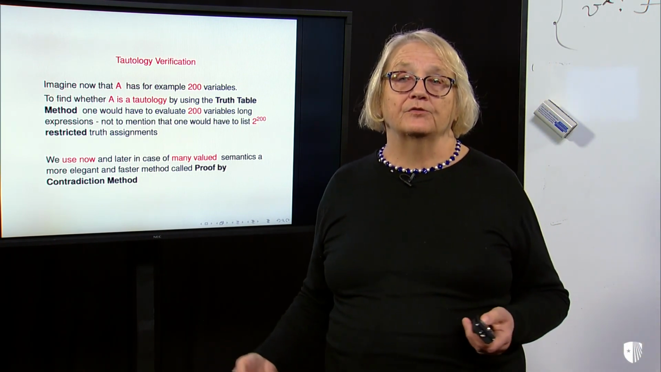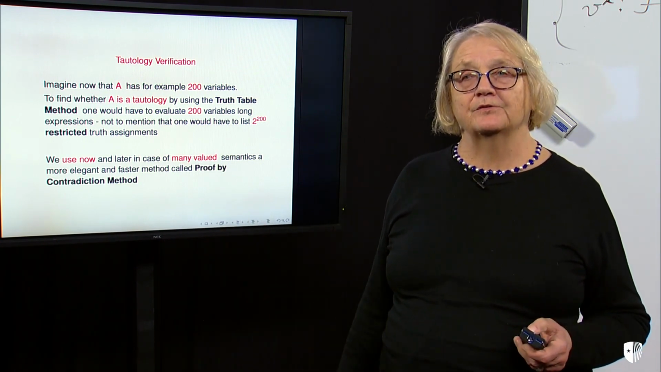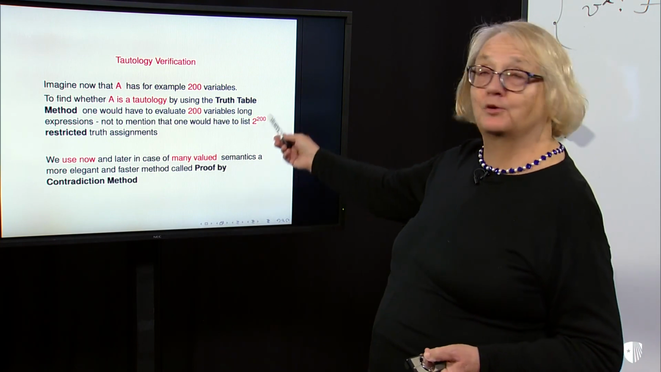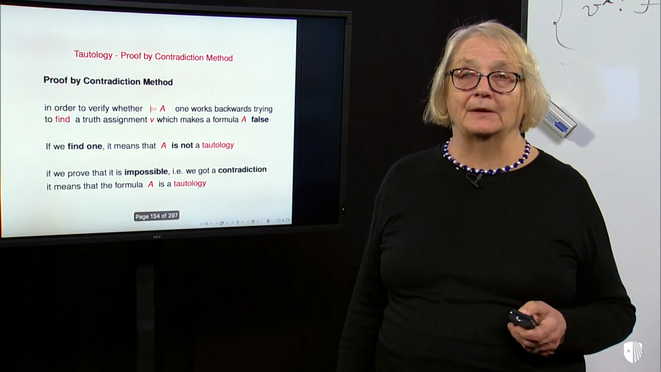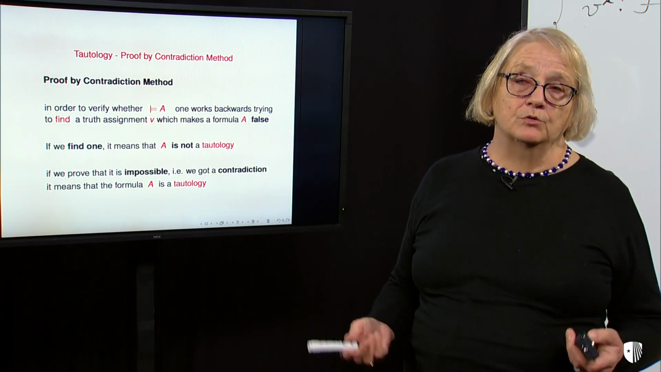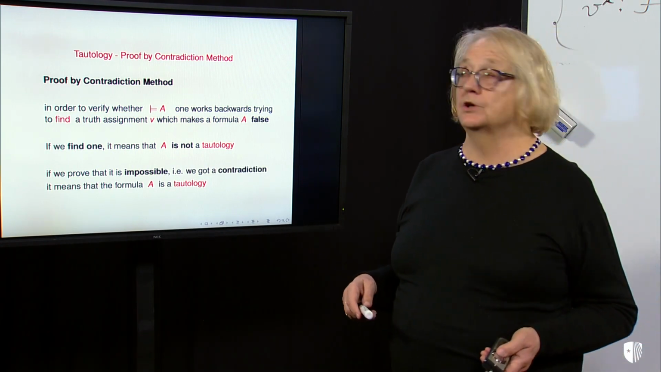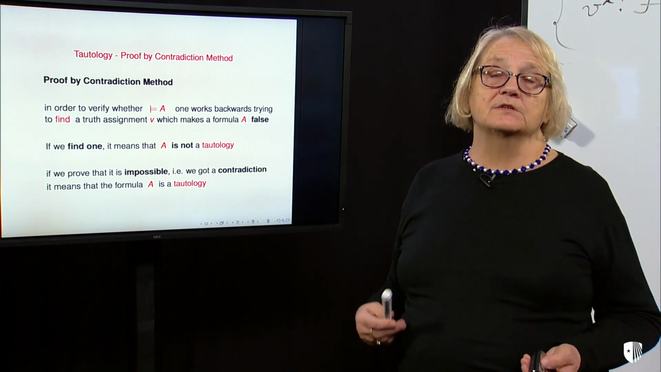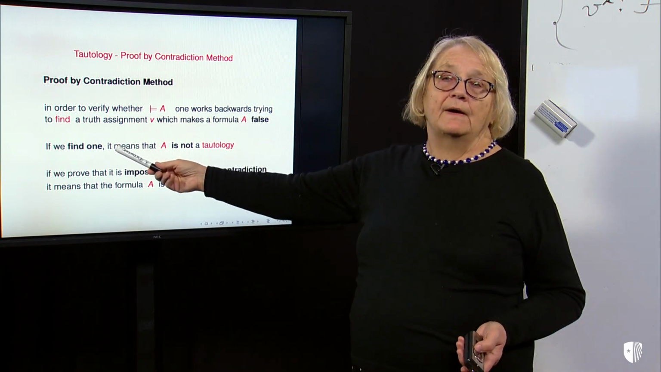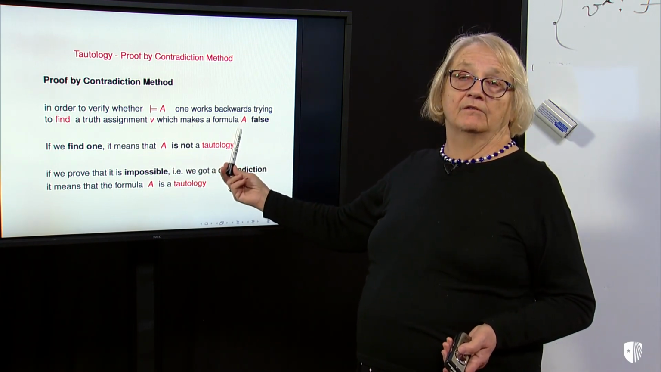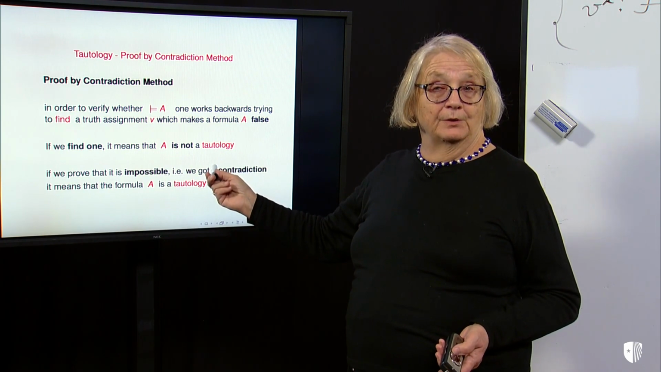But also, it's a lot of evaluation. If you have 200 variables, you have 2 to the power 200. You can write a program, but still it's a big number. So almost all tautologies we prove by using the proof by contradiction method. It means in order to verify tautology A, we work backward, trying to find the truth assignment which makes formula A false. If we find one, it means I have a countermodel.